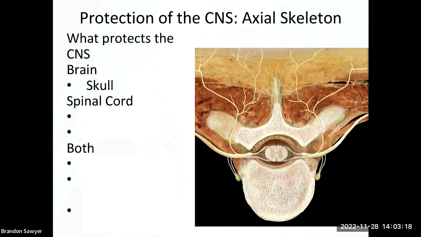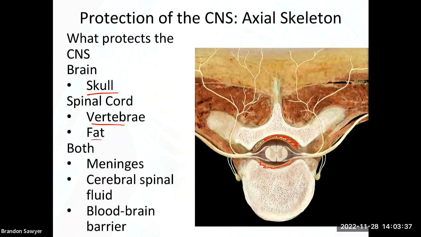Okay, so for the brain itself, the skull, for the spinal cord, we have the vertebrae wrapping around it, right? So it's encased in bone, just like the brain is. But then we also have this fat pad that goes around both the anterior and posterior side of the spinal cord. Okay, so that's very protected. That's unique to the spinal cord. And then with both, we have the meninges, which we'll talk about those layers here in a sec. They both have cerebral spinal fluid, and then they both have a blood-brain barrier.